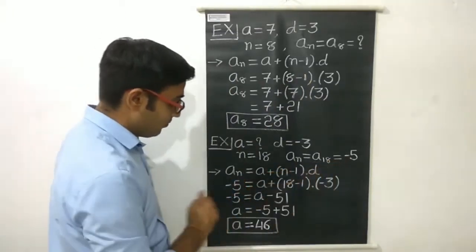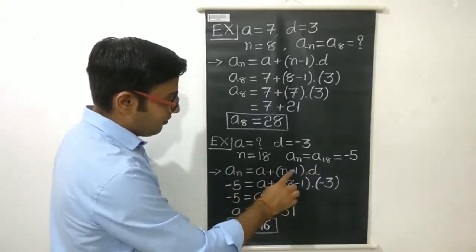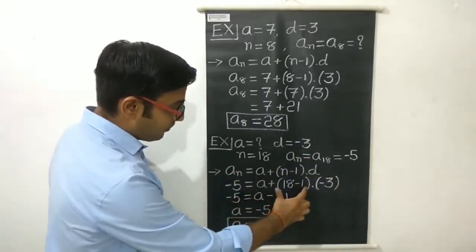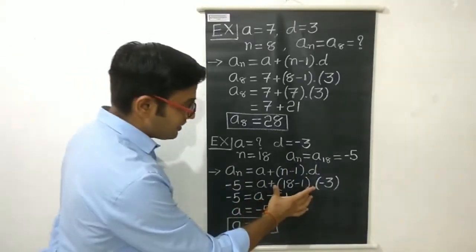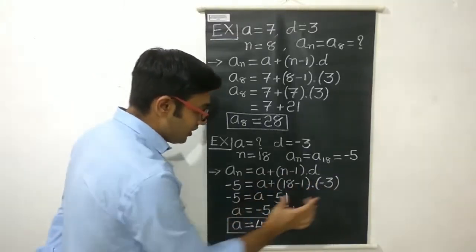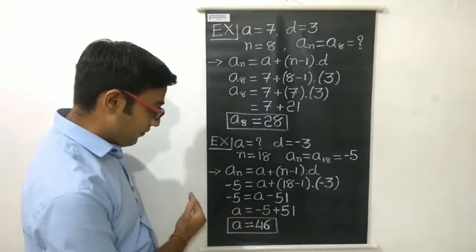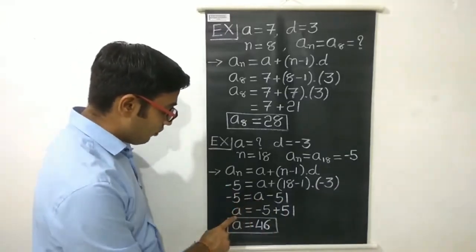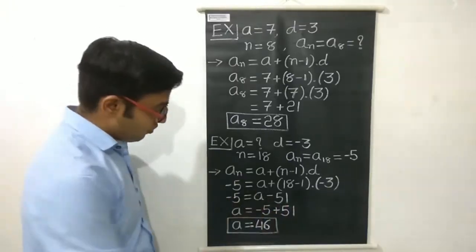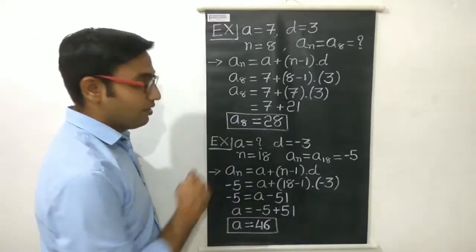An, that means -5, is equal to a, which we don't know and have to find, plus 18 minus 1, n is 18, and d is -3. So -5 is equal to a plus, here 18 minus 1 is equal to 17, and 17 into -3. So plus into minus is minus, 17 threes are 51. Now simplify this. What will happen if we take this 51 to the left hand side? It will become plus. So we get a is equal to 51, which becomes plus, and this -5 remains as it is. So by subtracting this, we get the value of a is equal to 46. So this is the value of the first term.